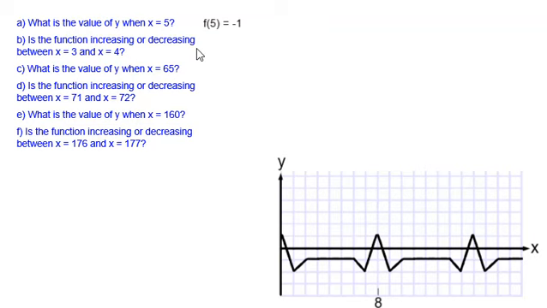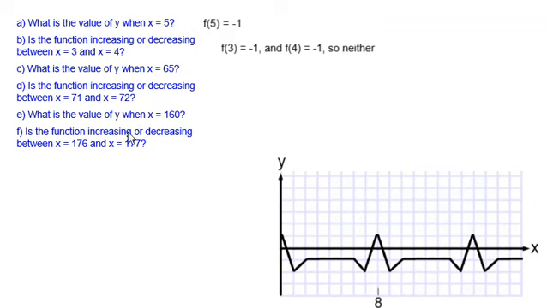Is the function increasing or decreasing between x equals 3 and x equals 4? I can see that y is -1 throughout the portion of the graph between x equals 3 and x equals 4. So I can answer my question using function notation, f(3) is -1 and f(4) is also -1. So the function is neither increasing nor decreasing.